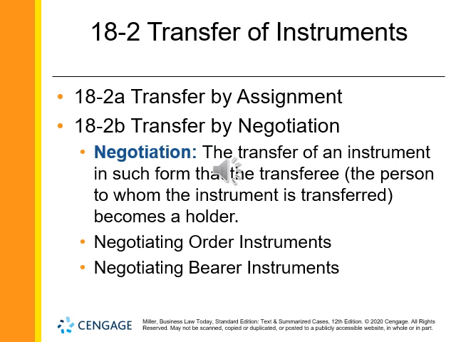Negotiating order instruments. An order instrument contains the name of a payee capable of endorsing it, as in pay to the order of Lloyd Sorensen. If the instrument is an order instrument, it is negotiated by delivery with any necessary endorsements. Negotiating a bearer instrument. If an instrument is payable to bearer, it's negotiated by delivery. There's no reason to endorse it, no reason to sign anything. You just transfer it into another person's possession in order to accomplish the negotiation of a bearer instrument.